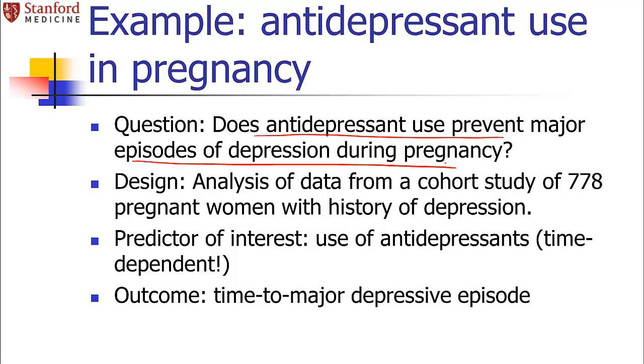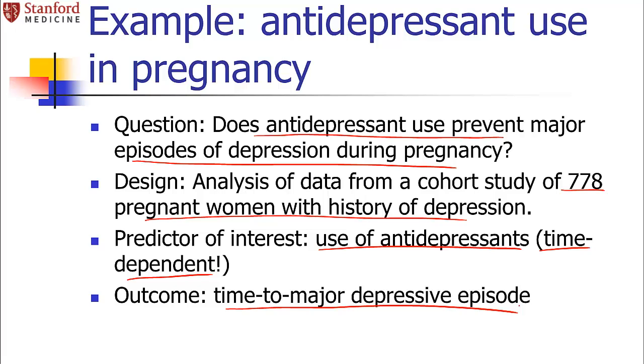So trying to get at that question, some authors had data from a large cohort study. They did an analysis of 778 pregnant women who all had a history of depression. And the predictor of interest here was the use of antidepressants. But you can imagine something like antidepressant use is going to change over time. Some women may start or stop taking them during their pregnancy. So we're going to model this as a time-dependent predictor. The outcome here was the time to the first major depressive episode, if a woman had one.